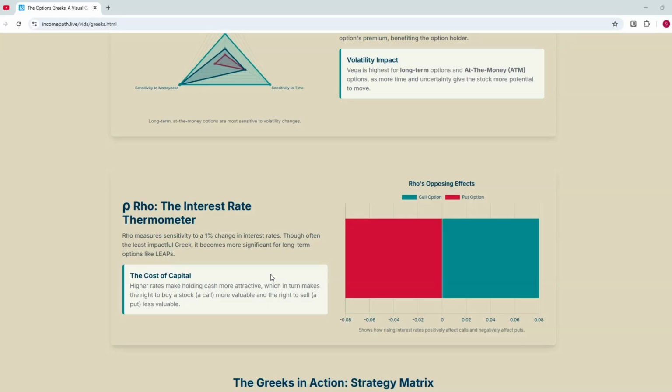So think of it from a cost of capital perspective. Higher rates make holding cash more attractive, which in turn makes the right to buy a stock, basically a call, more valuable, and the right to sell, a put, less valuable. So that's probably the only way to look at Rho.